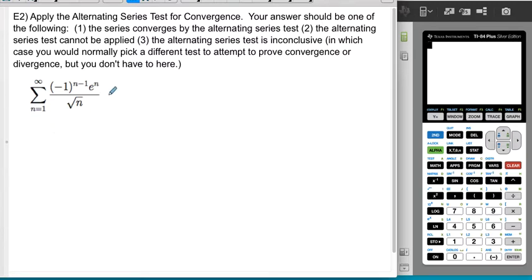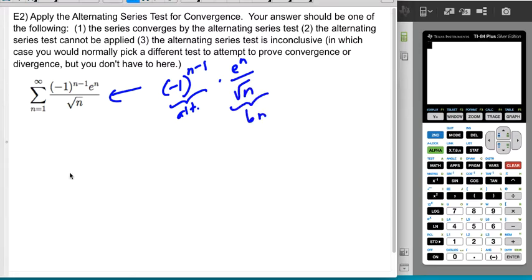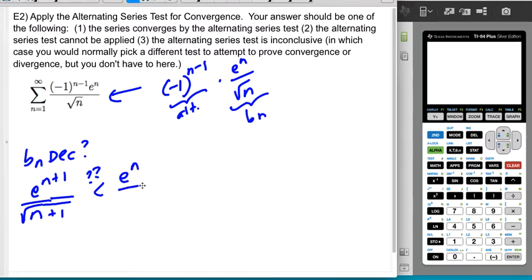So let's look at this thing. Here's the (-1) to the power. This is the piece that's alternating, and that means e to the n over root n is my b sub n. Well, the trick is there are two things going on. The question is, is b sub n decreasing? Well, no, the answer is no, it's not. So the question is, what's the relationship between this thing and this thing? The answer is it's not decreasing, and you can actually figure this out pretty quickly.